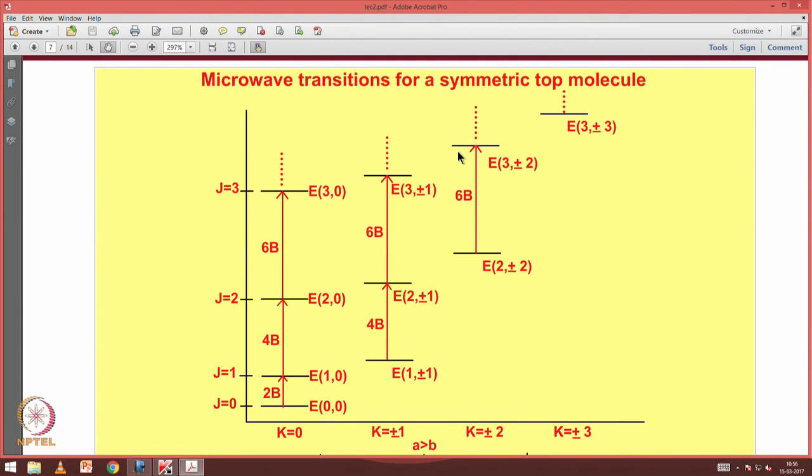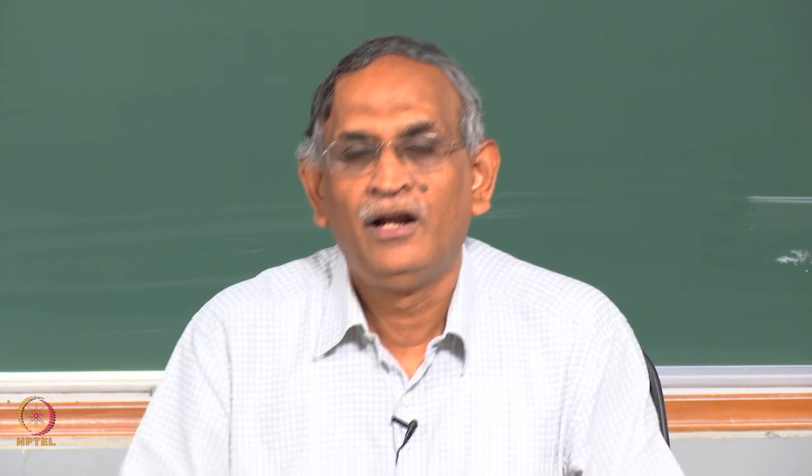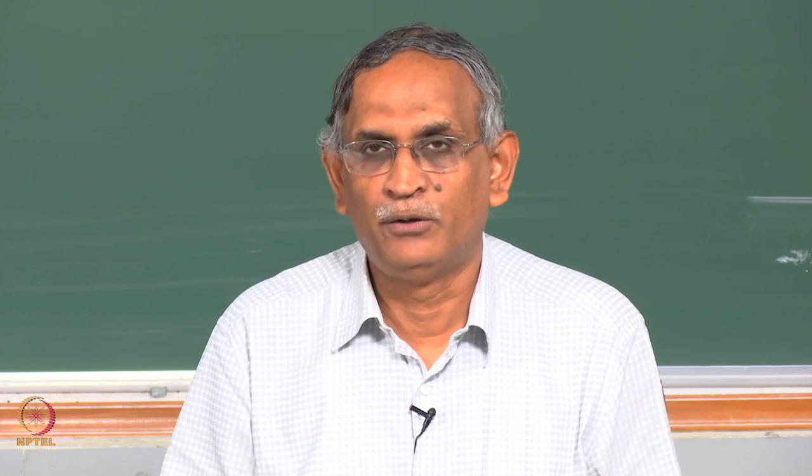And the nice thing is that these are the only allowed transitions for the symmetric top, and there is nothing other than 2b, 4b, 6b, 8b as the energy differences. Therefore, the spectrum of a symmetric top is identical to the spectrum of a diatomic molecule. Therefore, by looking at the spectrum you cannot say anything about it. This is the particular case. And in this case, of course, I have chosen A greater than B, and if you do A less than B, a similar picture can be arrived at.